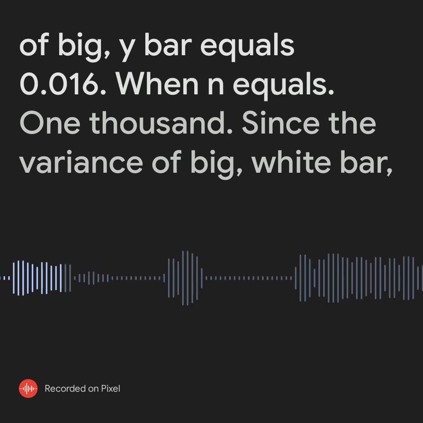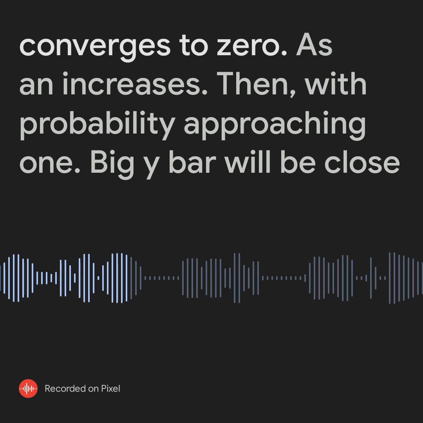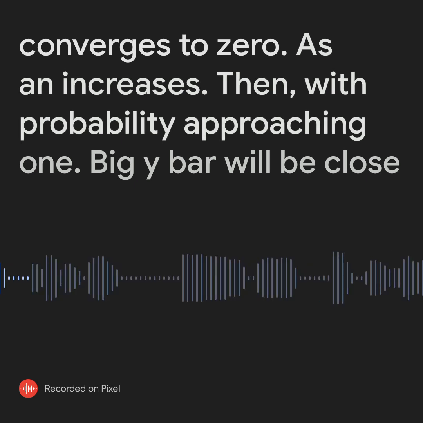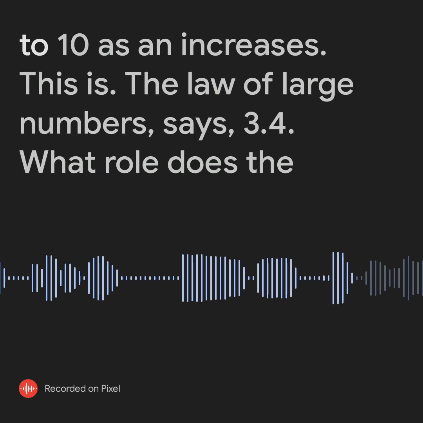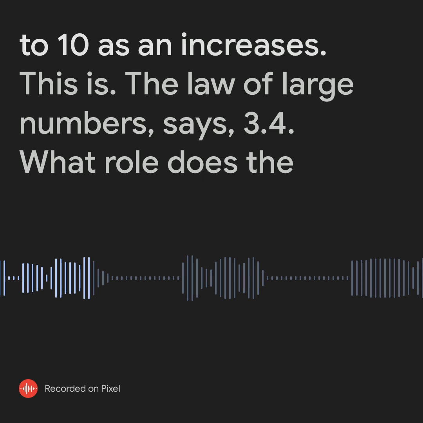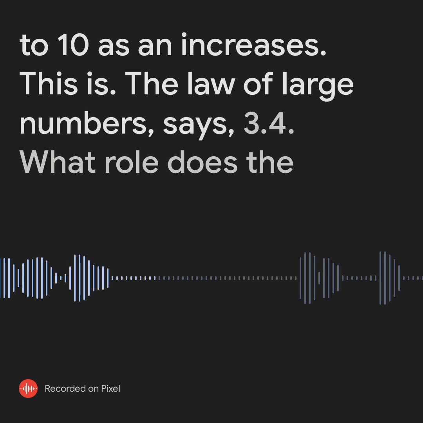When n equals 1000. Since the variance of big Y bar converges to zero as n increases, then with probability approaching 1, big Y bar will be close to 10 as n increases. This is what the law of large numbers says.